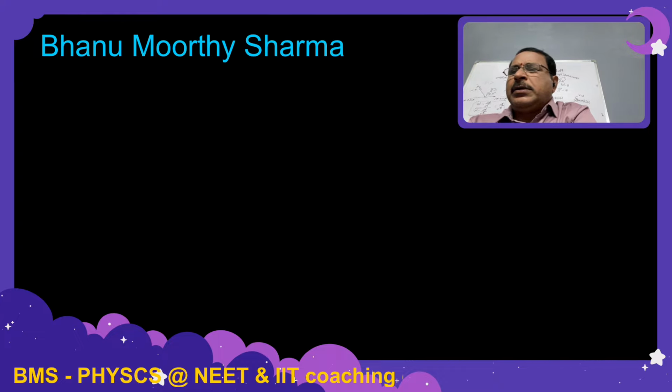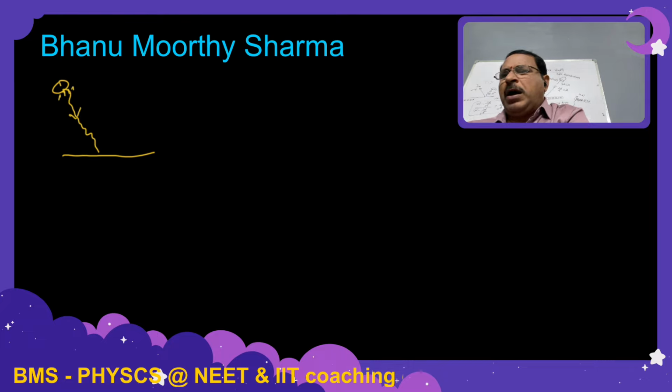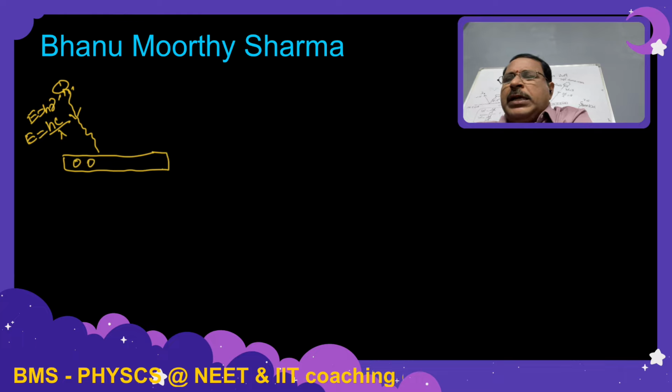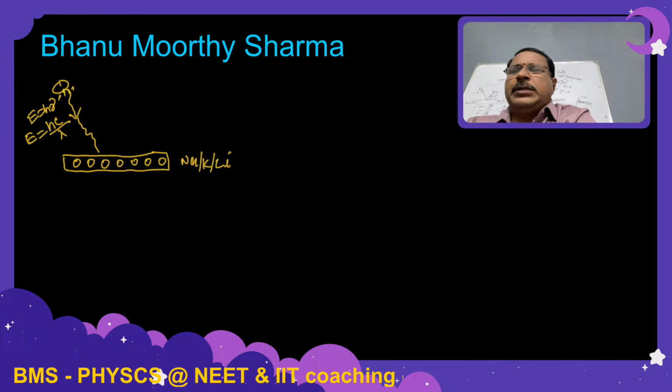This is the source of light. When monochromatic light of wavelength lambda, frequency nu and energy E, for example E equals h nu, E equals hc by lambda, is allowed to fall on an alkali metal surface, I am drawing it here, which contains a number of alkali metal atoms, say sodium, potassium, lithium, like that.